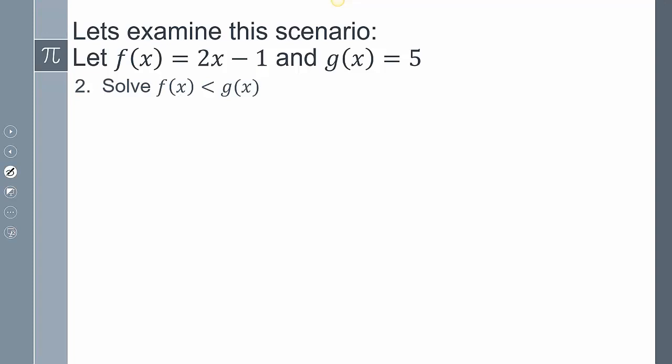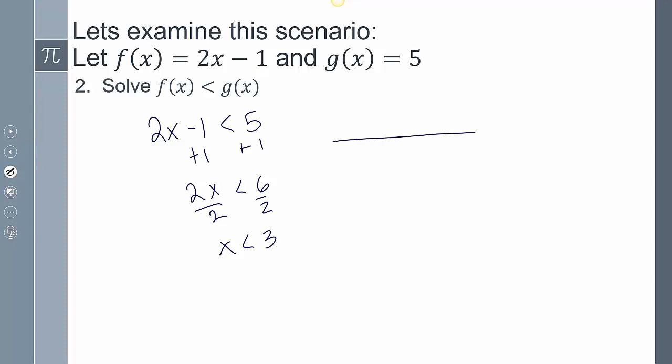Now for this next one, it says solve where f of x is less than g of x. So that means I get the statement 2x minus 1 is less than 5. If I solve for this, I add 1 to both sides, and I get 2x is less than 6. Divide both sides by 2, I get x is less than 3, which is going to be the solution set. If this was positive 3, it's going to be an open circle. It's going to be everything smaller than that.